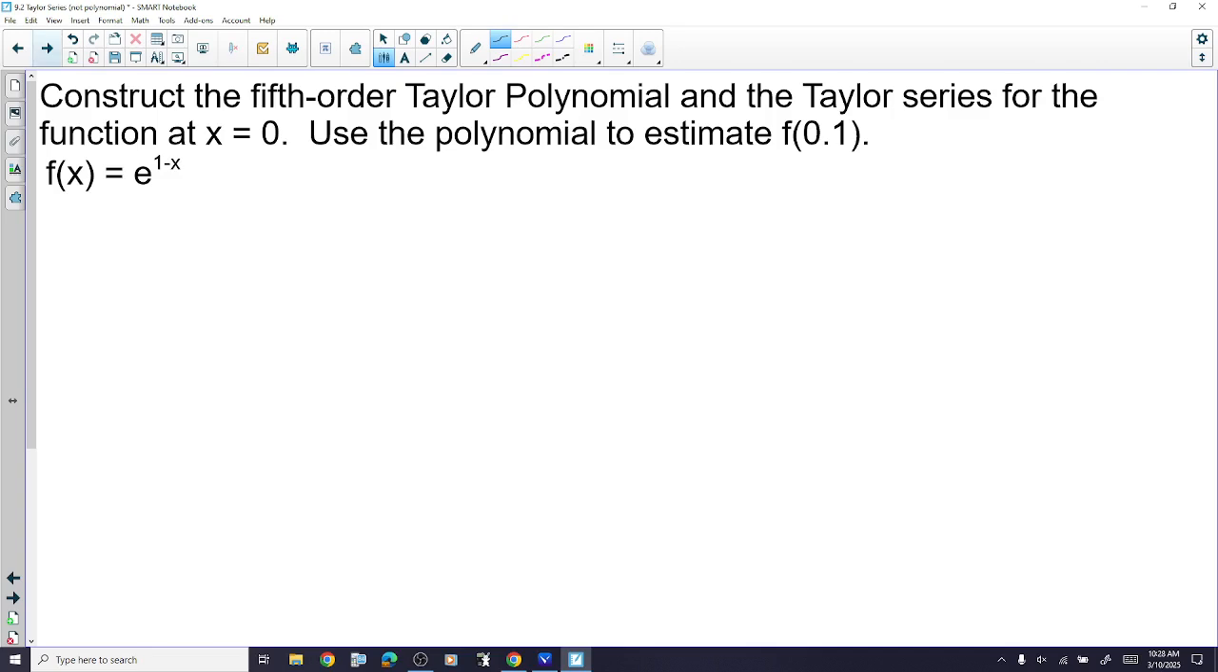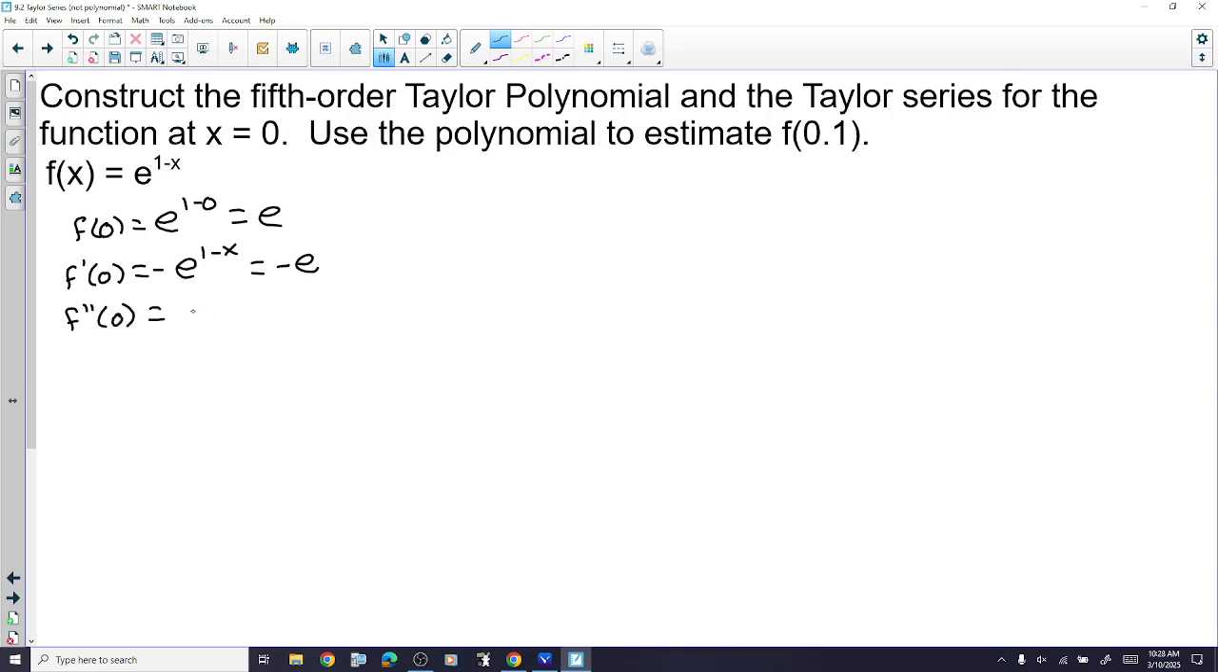Construct the fifth order Taylor polynomial in the Taylor series for the function at x equals 0. Use the polynomial to estimate f of 0.1. So f of x, well, no, where are we centering this? At 0. It's a Maclaurin. So f of 0 is equal to e to the 1 minus 0, which is just e. F prime of 0, let's write the function derivative first. It would be e to the 1 minus x, but the derivative of negative x is negative 1. This is negative e to the first.